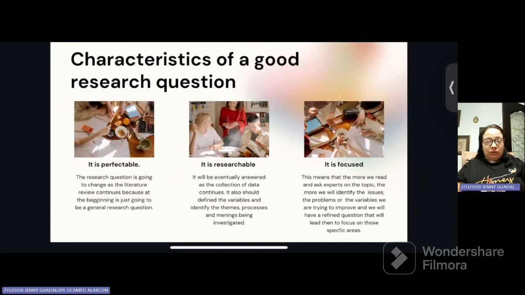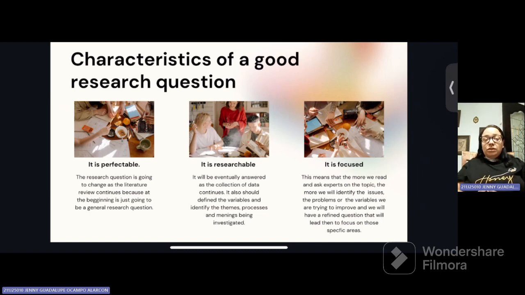Then, the characteristics of a good research question. I found these, and I think they are the main characteristics. First of all, the research question is perfectible. This means that it is going to change as the literature review continues, because at the beginning we just have a general research question that keeps changing as we keep reading. Also, the research question is researchable or doable. This means that it will eventually be answered as the collection of data continues. It also should be defined: it should define the variables and identify the themes, the processes, and meanings that are being investigated, so we will have something to research on.